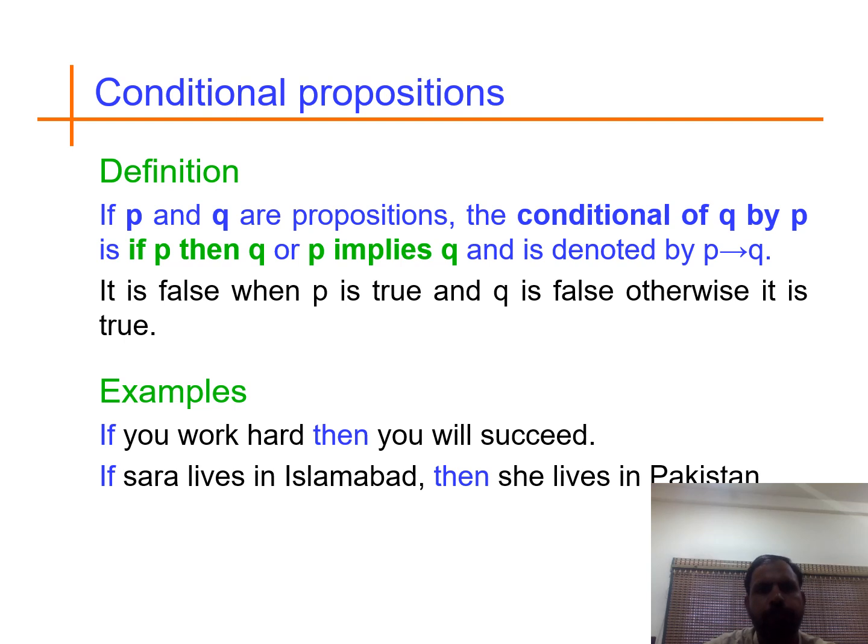Conditional propositions. If P and Q are propositions, the conditional of Q by P is if P then Q, or P implies Q, and is denoted by P implies Q. It is false when P is true and Q is false, otherwise it is true. We have already discussed this in the previous section. For example, if you work hard, then you will succeed, obviously. If Sarah lives in Islamabad, then she lives in Pakistan, obviously, because Islamabad is in Pakistan.